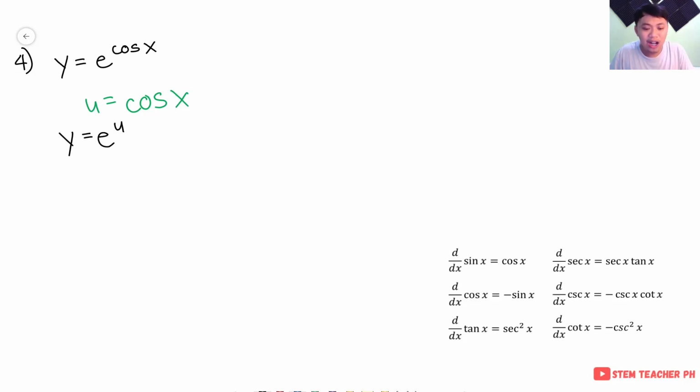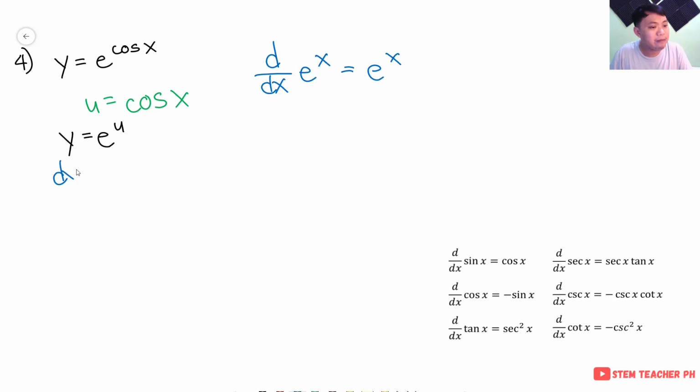Then as we recall, ang derivative lang with respect to x ng e raised to x is simply e raised to x. Hindi siya nagbabago. Kaya kapag kukuhanin natin ang derivative ng e raised to u with respect to u, hindi rin siya magbabago. This is still e raised to u. Now we apply chain rule.